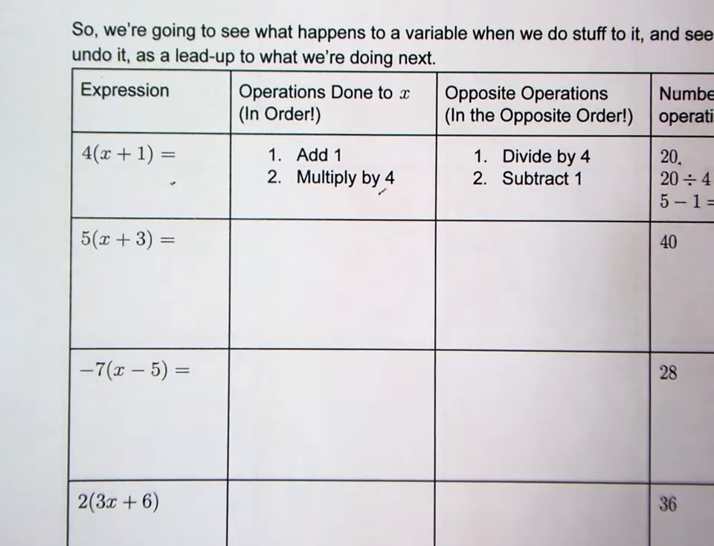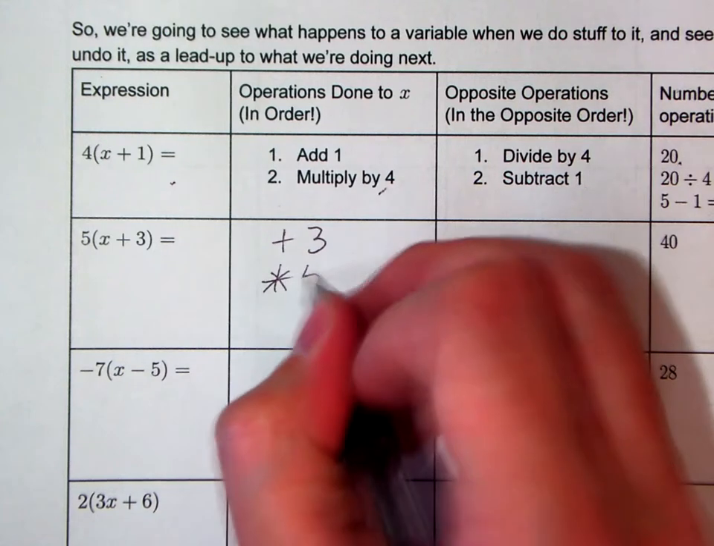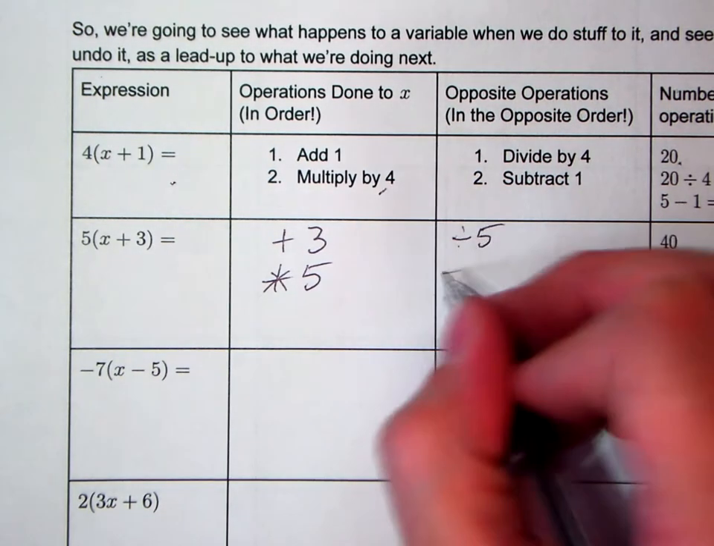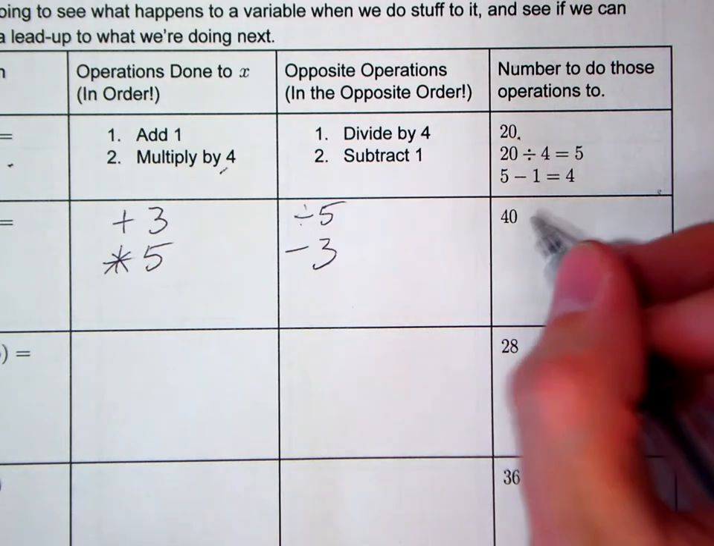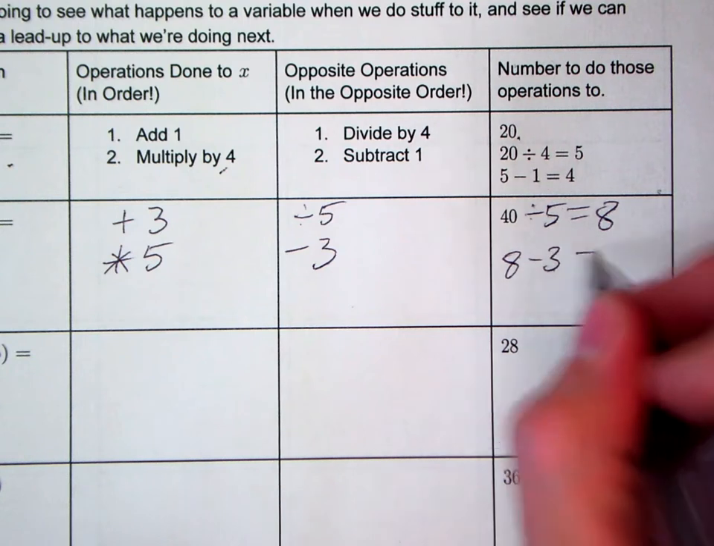Let's try them with some actual numbers. So what's done to x here? Well, we add 3, and then we multiply by 5. To cancel that out, we divide by 5, and then we subtract 3. So if we consider something like 40, when we divide by 5, we get 8. When we take 8 minus 3, we get 5.